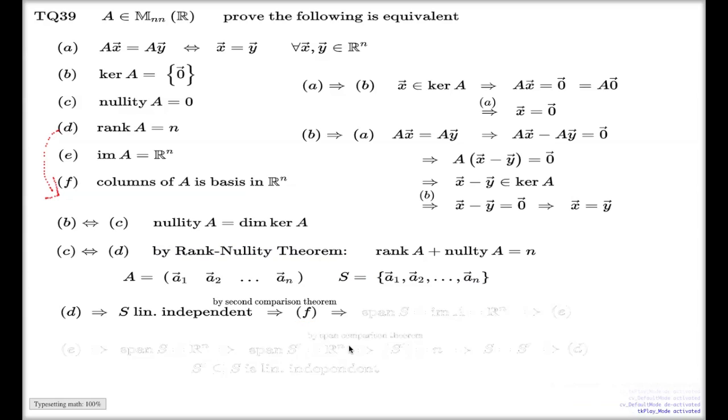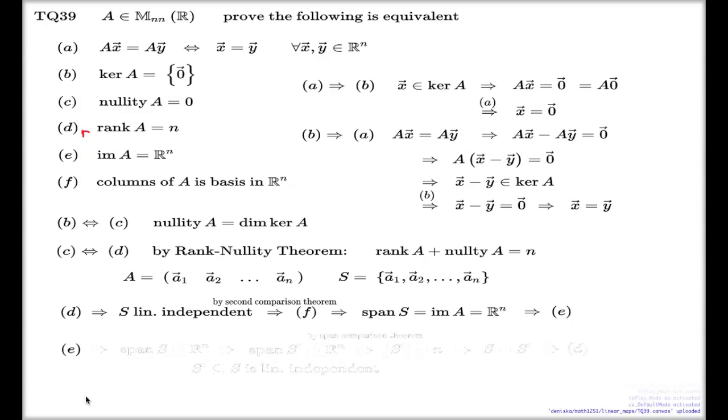Now from here we can conclude E, because if S is a basis, it means that the span of S, which is the same as the image of A, is my Rn, and that is claim E. So I'm choosing a little bit convoluted way of showing the equivalence between these three. I just showed you that D implies F, and F implies E, like this. If I want to finish my equivalence, I need to show that E implies D. That's the only piece which is left, and here's the argument for that.